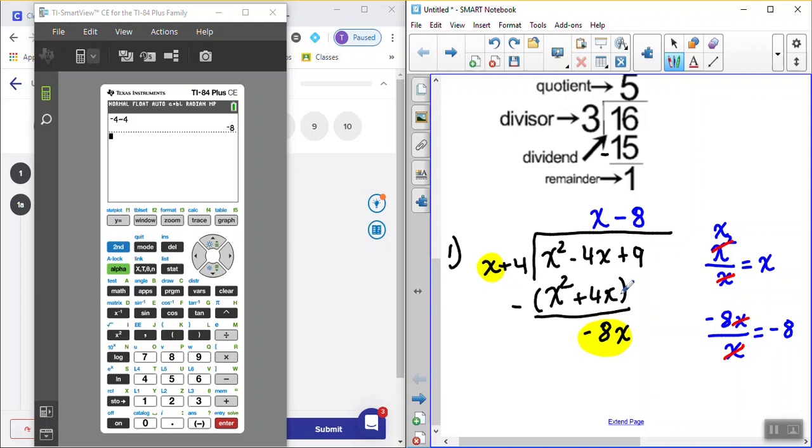All right, and now I'm going to multiply it back out. So you have negative 8, and we're going to multiply it by this polynomial right here, my divisor. When I multiply it back out, I'm going to take negative 8 times x and write it right here. So negative 8 times x is negative 8x. And then I'm going to multiply negative 8 by 4, and I'm going to write it here. Okay?